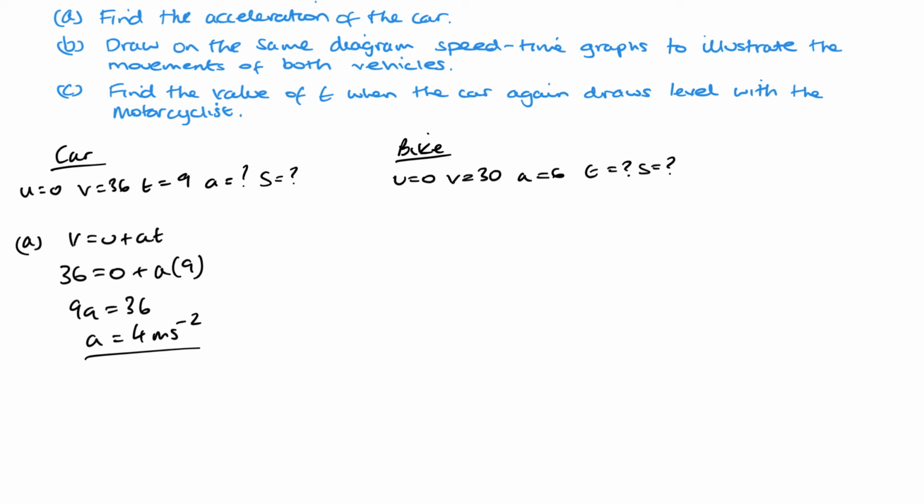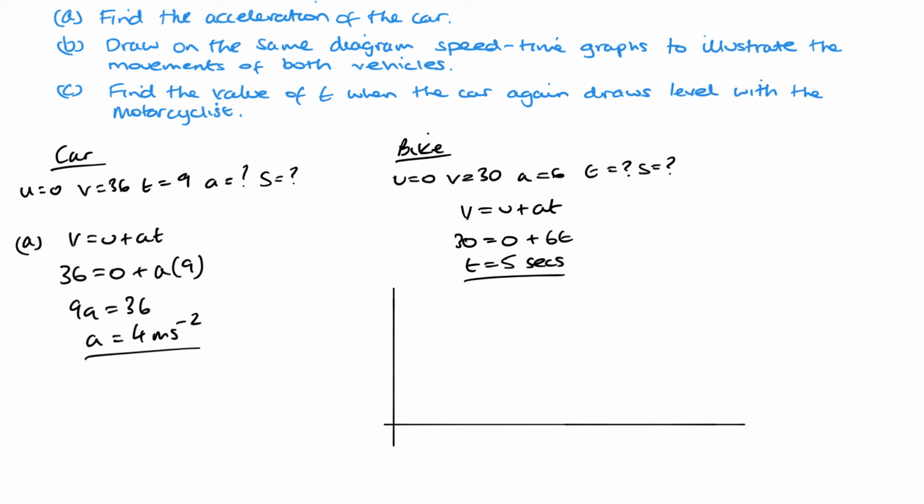Now, for me to find the graph, because we've got to draw a speed time graph, it would be useful if I know how long it takes the bike to get up to speed. So we know U, V, A, and we want to find T. So same formula. We've got 30 equals 0 plus 6t, so t equals 5 seconds. Okay, so that'll make my life a little bit easier. So the bike takes 5 seconds to get to 30.